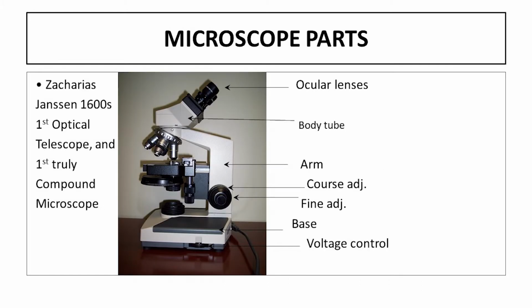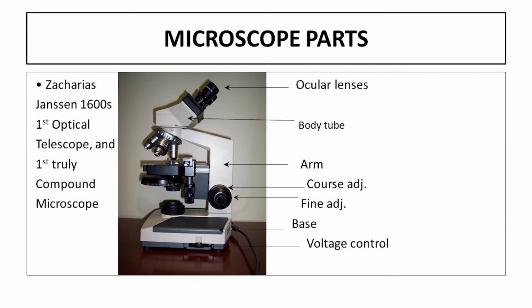All right, parts of the microscope. You should know the parts of the microscope. You should also know who came up with the first modern type of microscope, which is a compound microscope. That's Zacharias Janssen, 1600s. So it's been around for a while, but our modern microscopes are significantly better. But they still follow the same principal ideas.